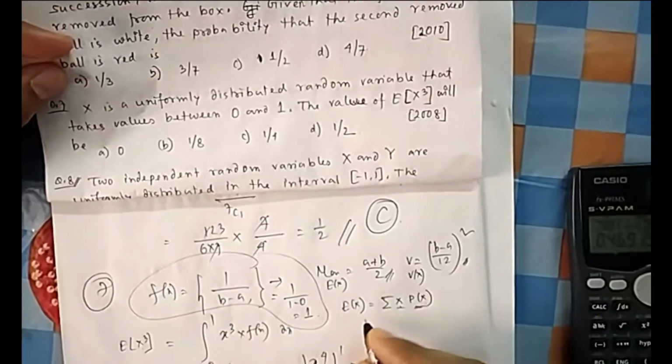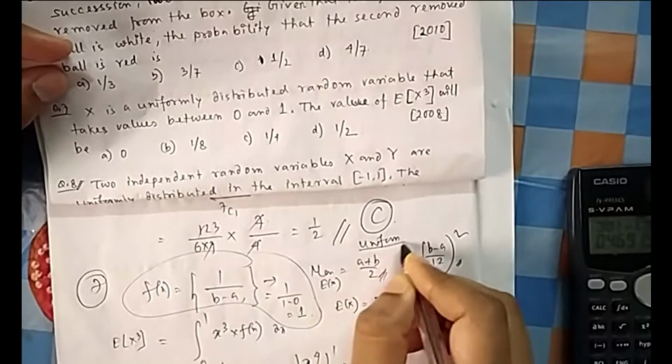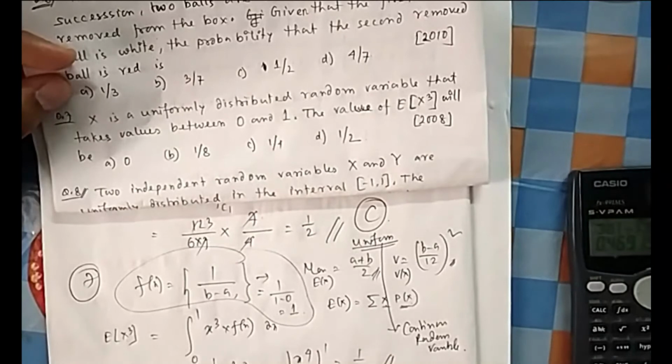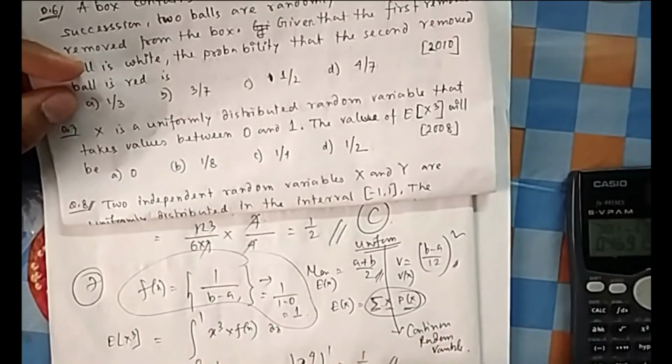So this is the formula for f(x) in uniform distribution. This is the uniform distribution I am taking, and uniform distribution is always a continuous random variable. So here you can directly take integration. For others like Poisson and binomial, which are discrete, you have to add one by one, x into P(x), and then sum. But here you can take simply integration.